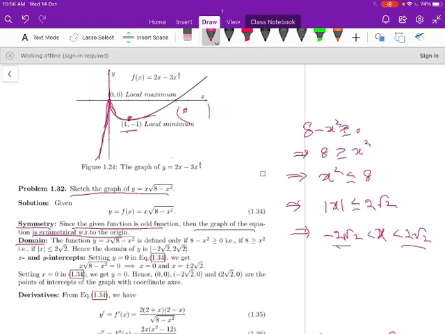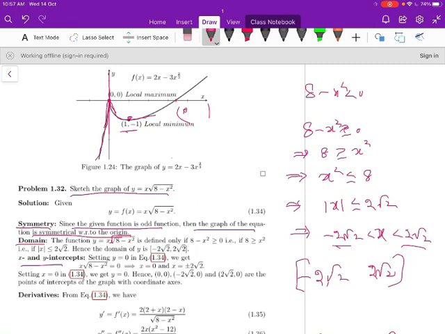Therefore, if 8 minus x square is less than 0, what happens? The square root of a negative number is complex, which is not defined. So the domain of f is the interval minus 2 root 2 to plus 2 root 2. The function is defined only in this interval. Now let us find the x and y intercepts.